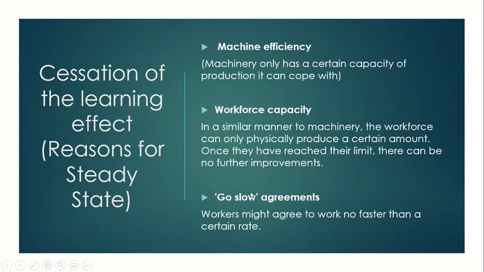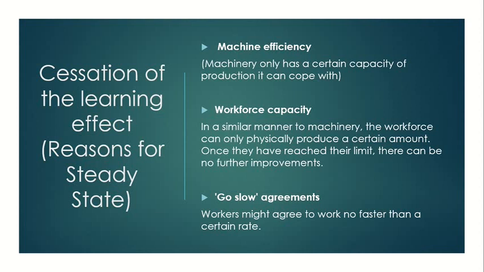So here we can see three scenarios. Machine efficiency: if the machine's capacity has reached its maximum, we can't expect any more learning curve impact. If the workforce reaches its maximum physical capacity, thereafter we can't expect any further improvements. Go slow agreements: if the employees are working according to their agreement, they are not improving their performance. So if, let's say, for one unit they are estimated 5 hours, and to produce 2 units they take 10 hours, which means for each unit they take 5 hours, there won't be any motive to improve their performance. Those are go slow agreements. Obviously they take that estimated time, so there won't be any improvement. So in that situation, or when workforce capacity reaches its maximum, or machines reach their capacity levels, the learning effect will cease.